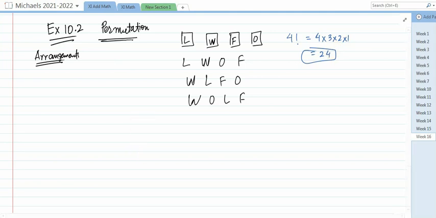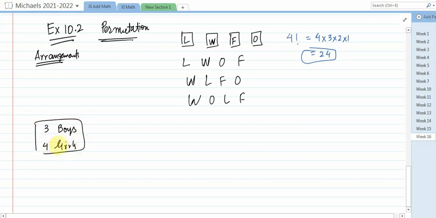Further, let's suppose that we have some students, right? We have 3 boys and we have 4 girls. I need to arrange them in a row, right? So that means they need to stand in such a way: 1, 2, 3, 4, 5, 6, 7. We have a total of 7 students, in which 3 are boys and 4 are girls.